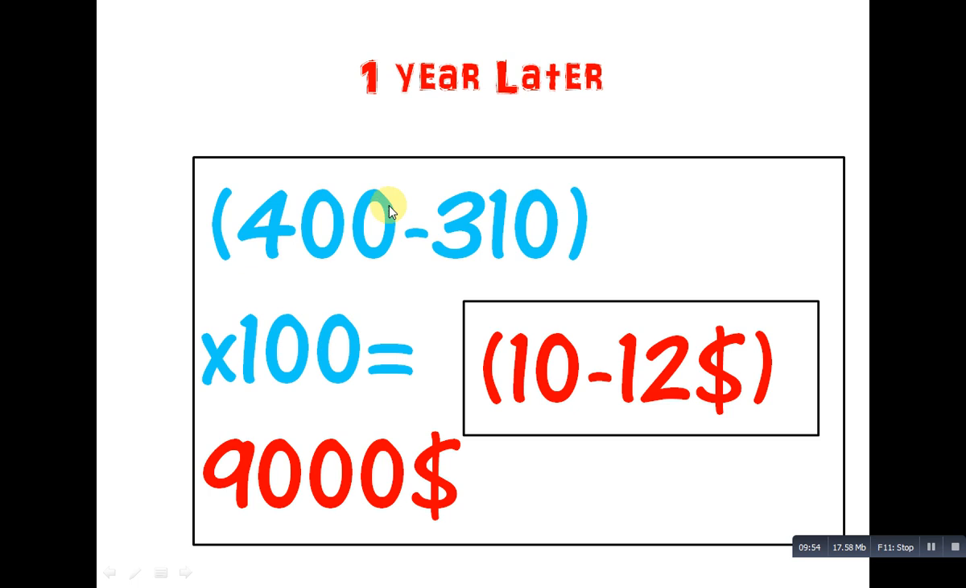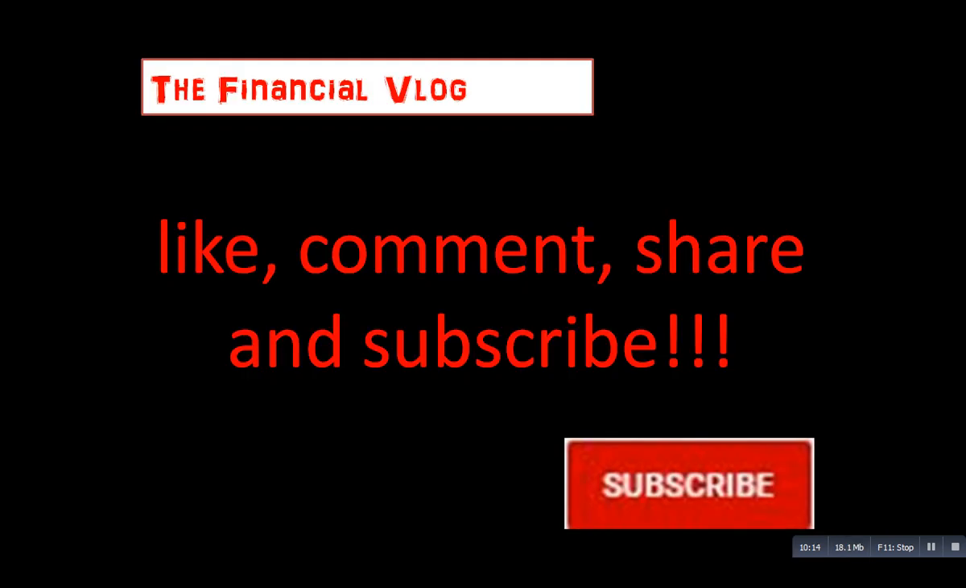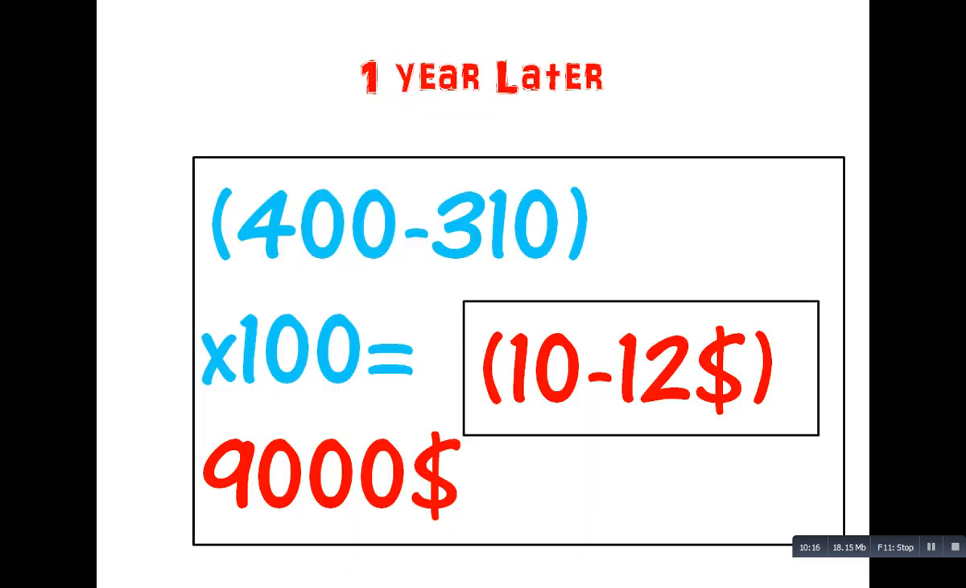So your investment size would now be approximately $9,000. What you would not get in this case is the $10 to $12 of dividend, because you are owning the call option but not the actual stock. That means your investment, as you can see here, has increased multifold.